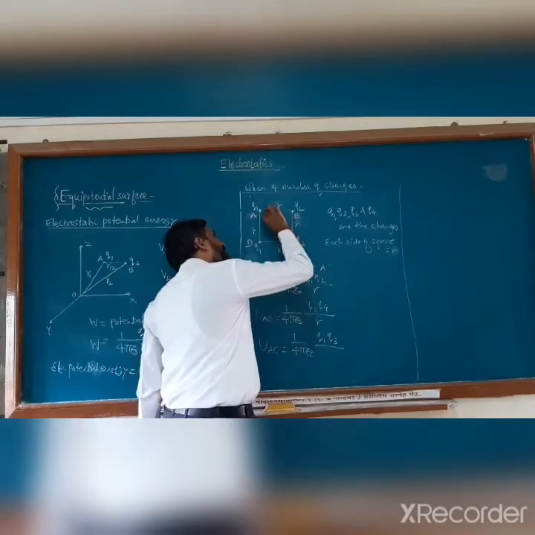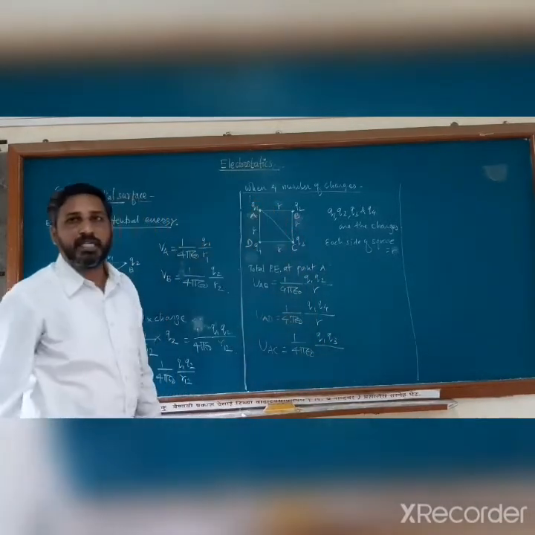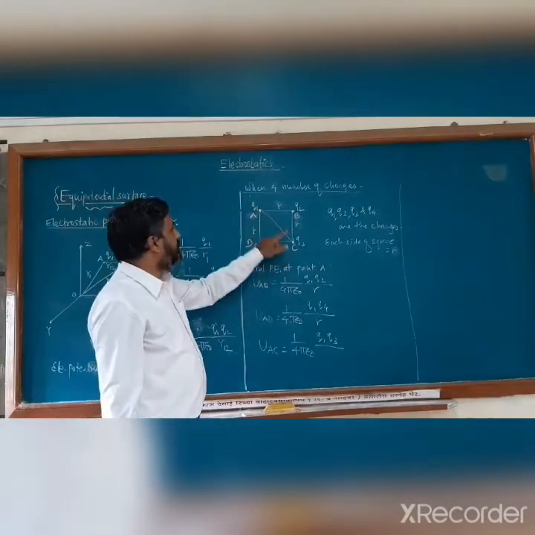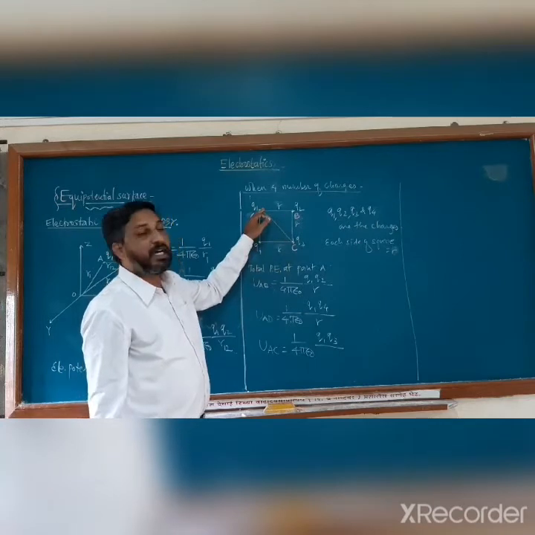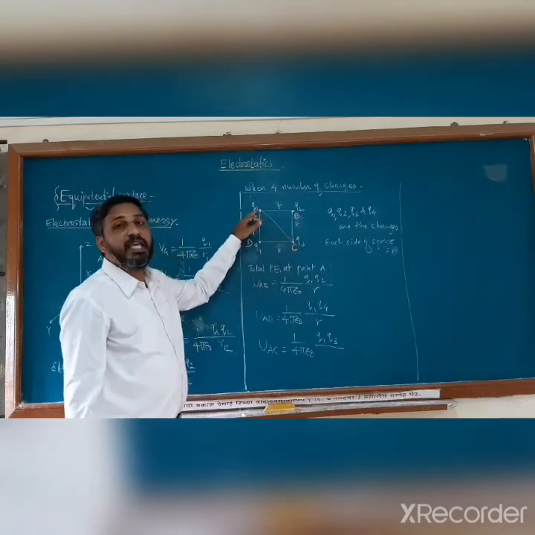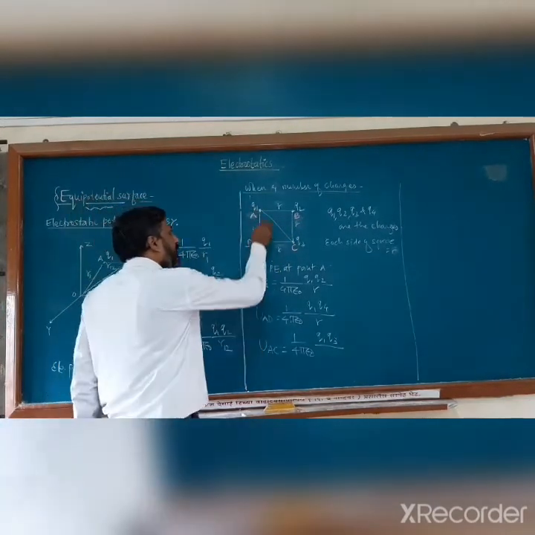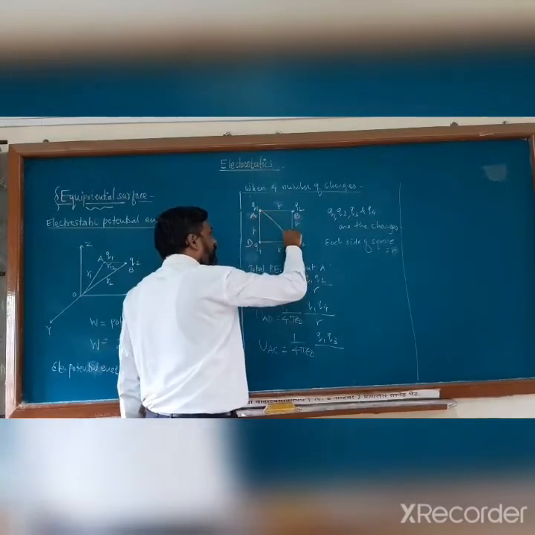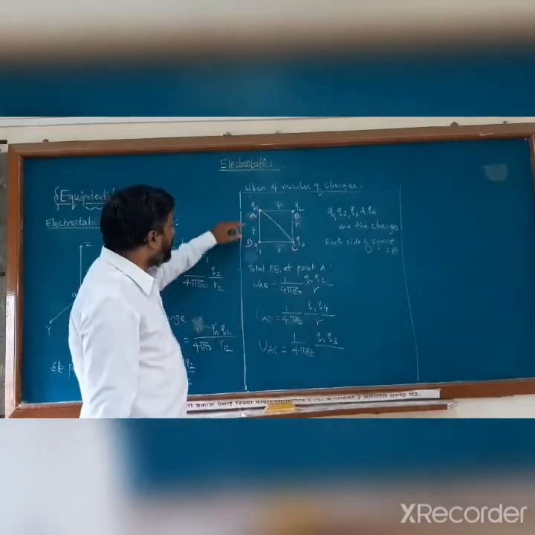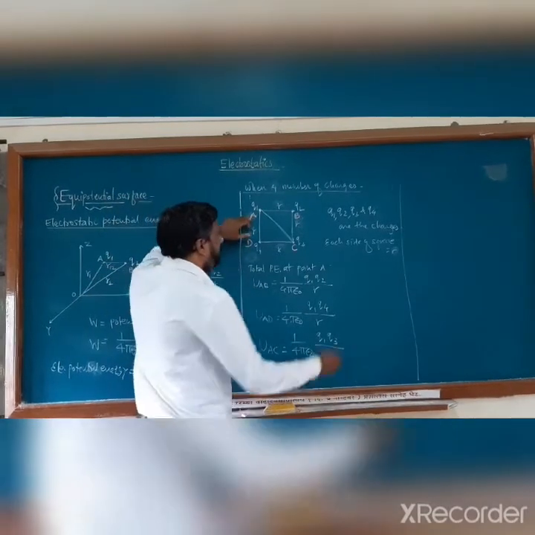Now the question is, what is this distance, AC or CA? Because we are displacing this charge here. So what is the distance CA? Observe the diagram very carefully. It forms a Pythagoras triangle. Yes, it forms a Pythagoras triangle. Then here it becomes what?